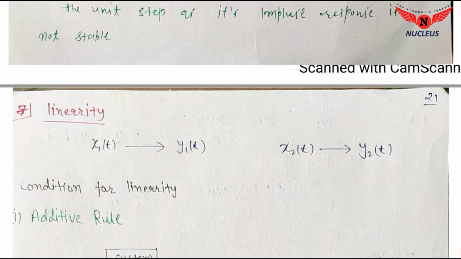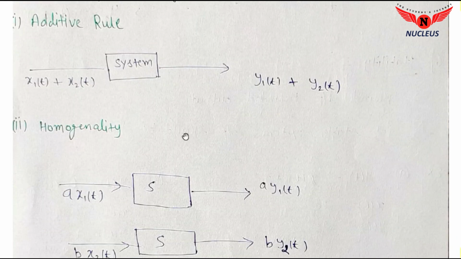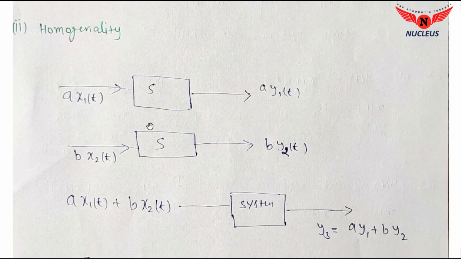And the seventh property is linearity. For linearity, the system should satisfy two properties or two conditions. First condition is the additive rule, and second condition is homogeneity. Let's take one example: x1 plus x2 and the output should be y1 plus y2. And homogeneity, what is it? When you multiply a scalar quantity with the input, ax1, and another input bx2, it goes to the system and the output should be by2.